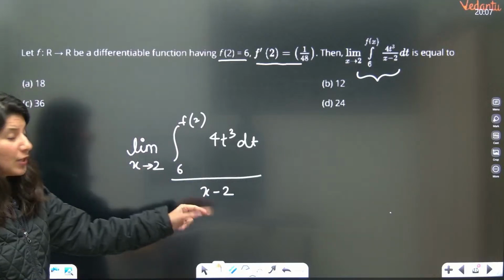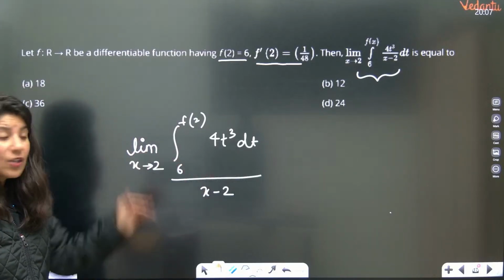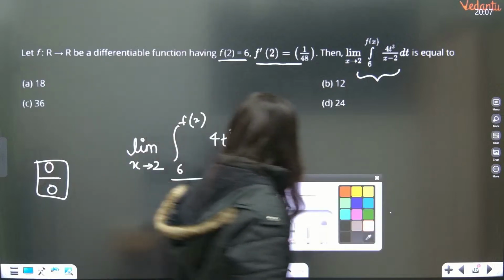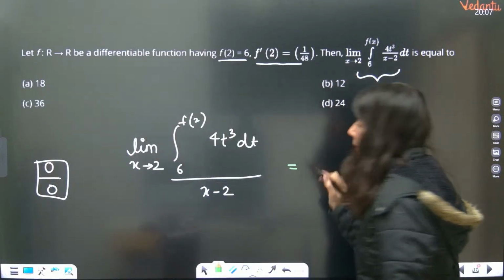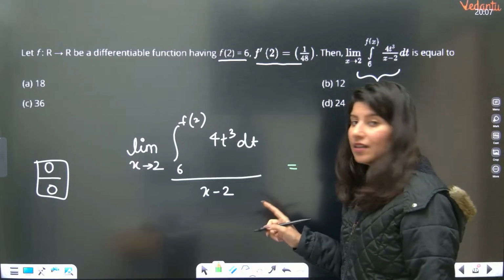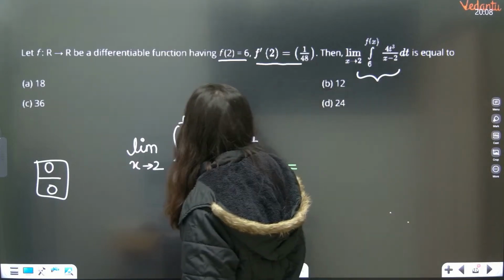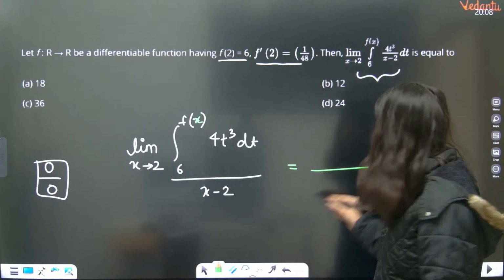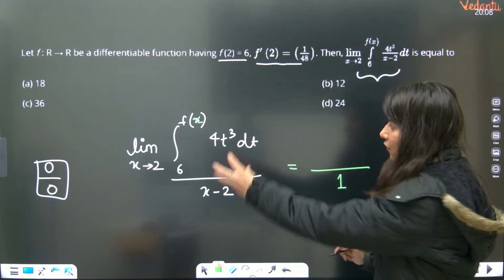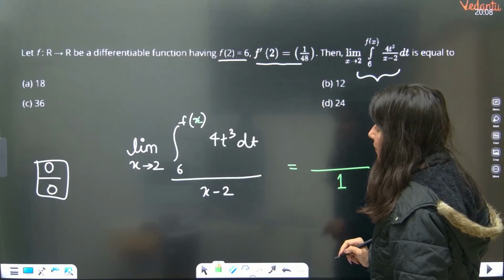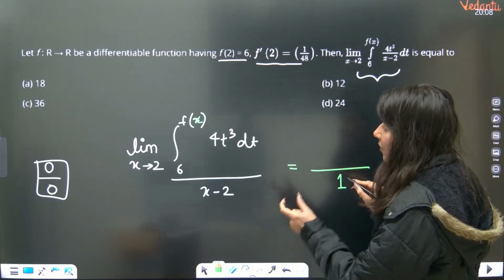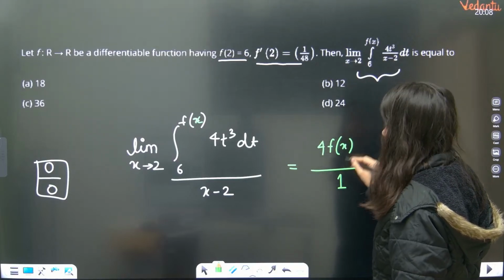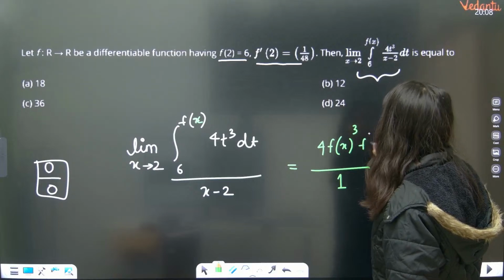Now understand, if you put x equals 2, denominator 0, numerator 0, 0 by 0 form. So that means L'Hopital will be applicable. Now if L'Hopital is applicable, then this is f of x. L'Hopital is what? Derivative of numerator upon derivative of denominator. So this is 1. What about this? If you plug in this 4t cube, so you are going to get what? t will be replaced by upper limit, 4 f of x cube f dash x.